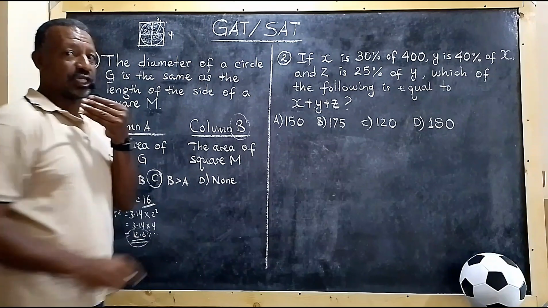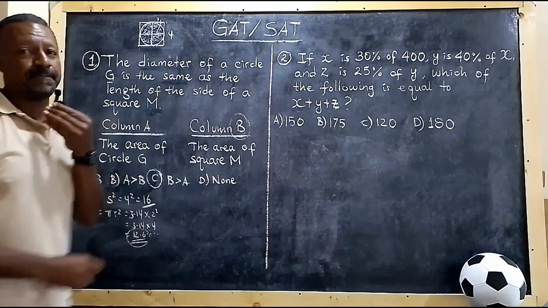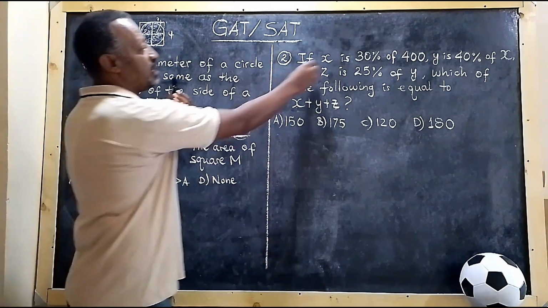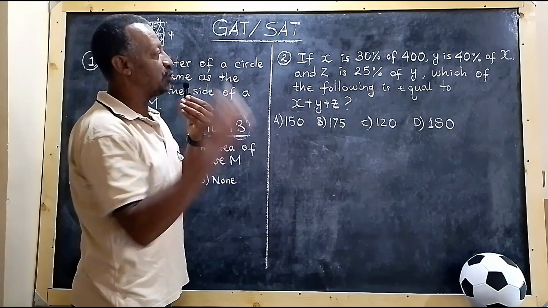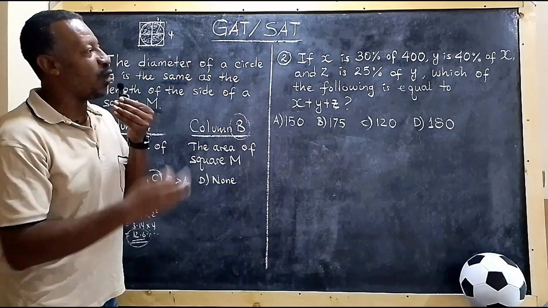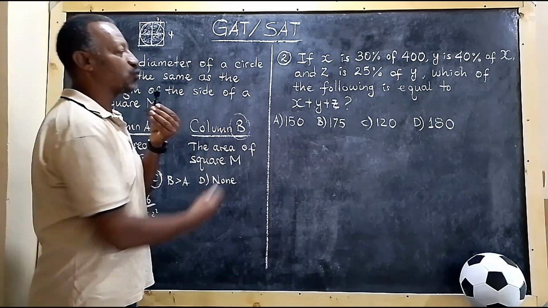Let's talk about the next question. I hope you paused the video and you tried. It's very simple. It says x is 30% of 400, y is 40% of x, and z is 25% of y. Which one of the following is equal to x plus y plus z?